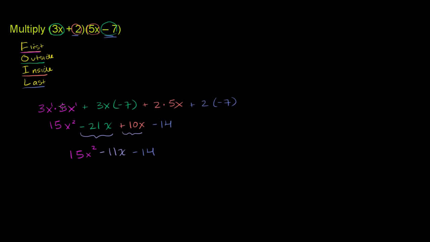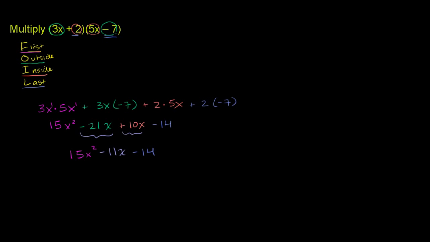Now, I said I would show you another way to do it. So I want to show you why the distributive property can get us here without having to memorize FOIL. So the distributive property tells us that if we're multiplying something times an expression, you just have to multiply it times every term in the expression. So we could distribute the 5x minus 7, this whole thing, onto the 3x plus 2.